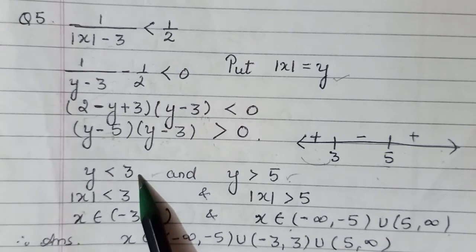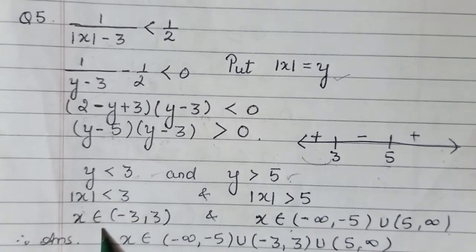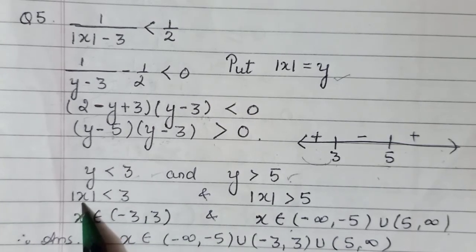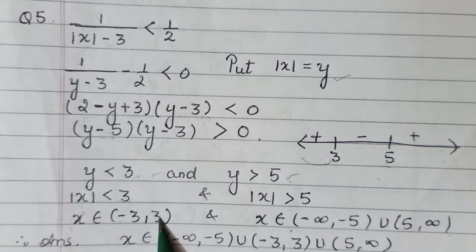So y being smaller than 3 actually means modulus of x is smaller than 3, and now the result that we were talking about, that whenever modulus of any x is smaller than some a, then x ranges from minus of that a to plus of that a.